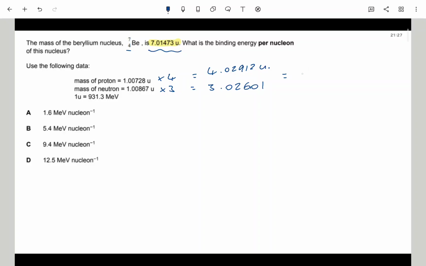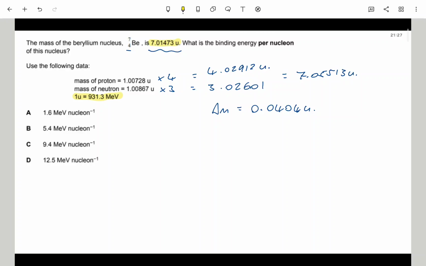We get the mass of the constituents, so if you separate them all, to be 7.05513. So we want the mass defect, so we need to do the difference between what they are individually subtracted by the actual relative atomic mass. So you're going to subtract 7.01473. And that gives a mass defect of 0.0404 U. So remember, we can convert that into mega electron volts, so it's given us this one, slightly different from what you might have on the data sheet.